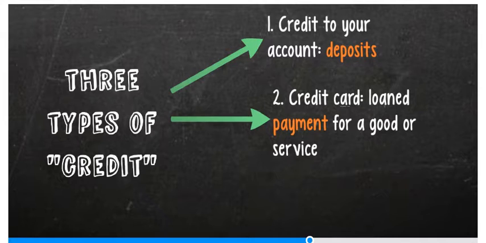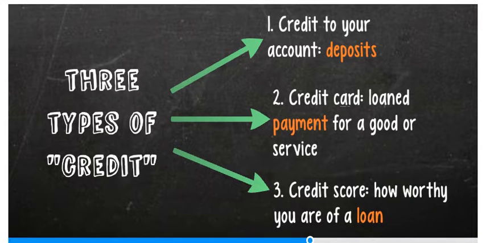The second type is a credit card, right, or a loaned payment for a good or service. So this type of credit is when you're like, you know what, you can give me a credit for loaning me money. So it's a loaned payment for a good or service. When you have a Visa card, the money that you are using when you swipe that card does not belong to you. It belongs to the Visa company, and you have to pay them back plus interest, which is our fee for borrowing money. Okay.